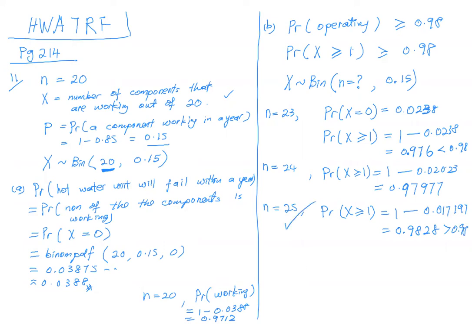So this is what we call binomial distribution. If you don't know the n, you don't know the r, you got the calculator, you can use trial and error. So therefore, the smallest number of solar components required is 25. Are you okay? That is the only way. Yeah. Are you okay?